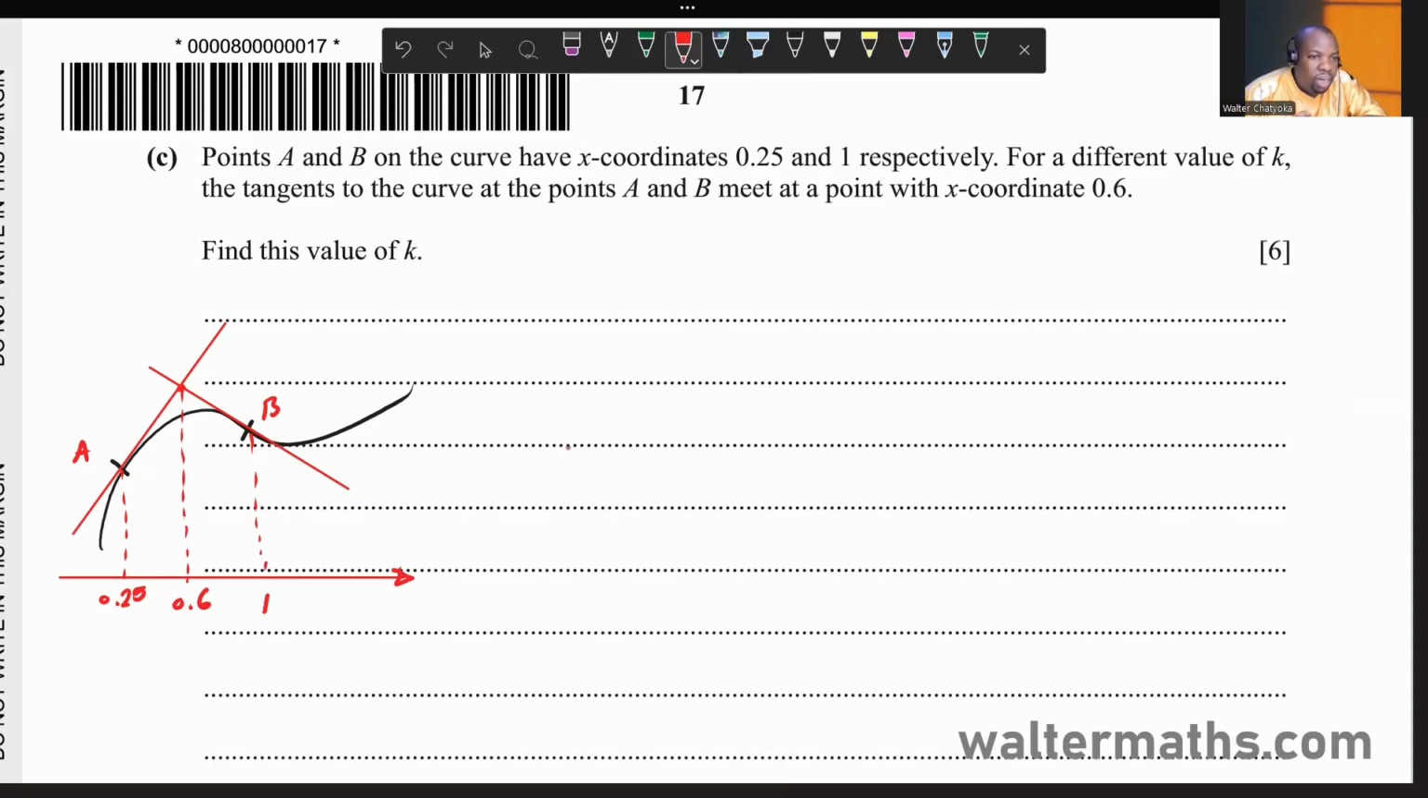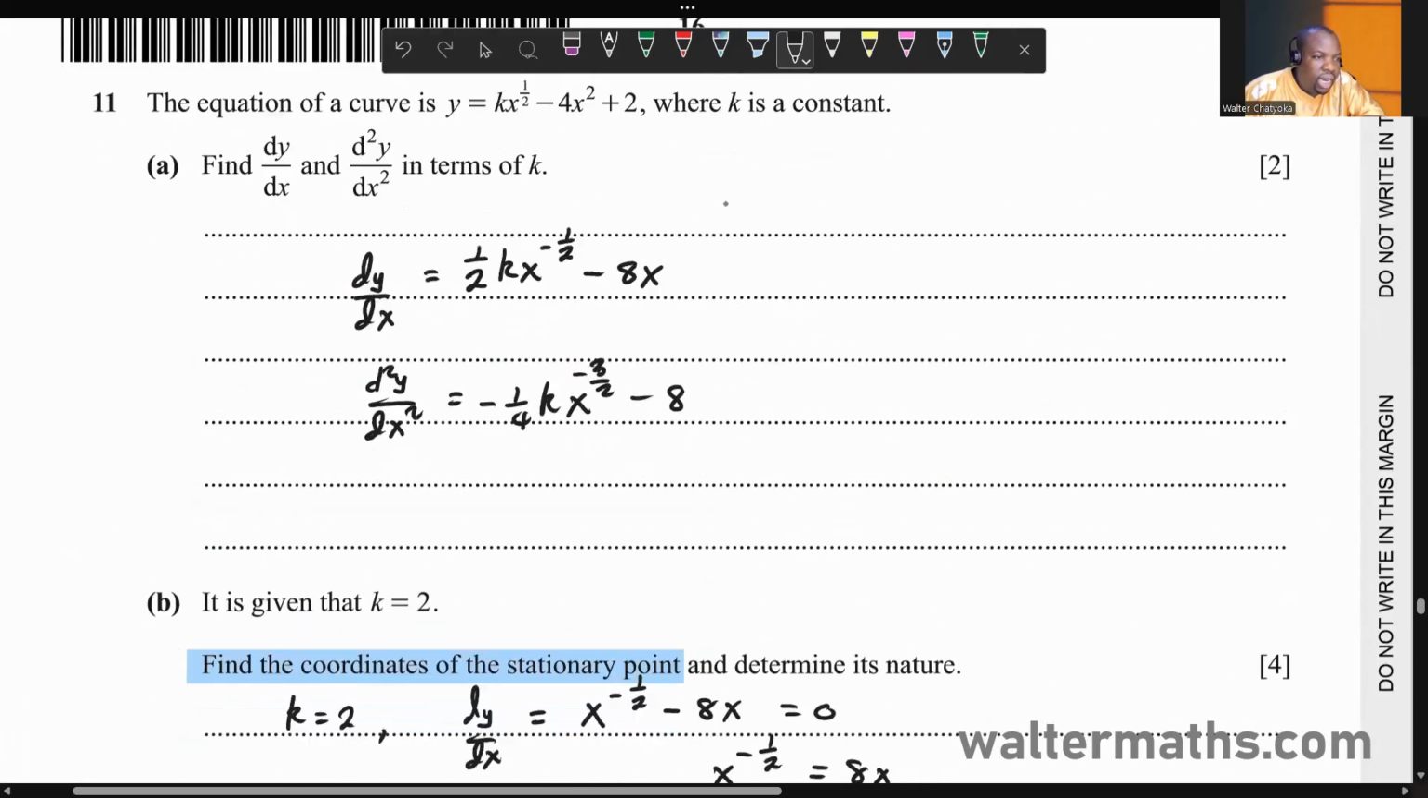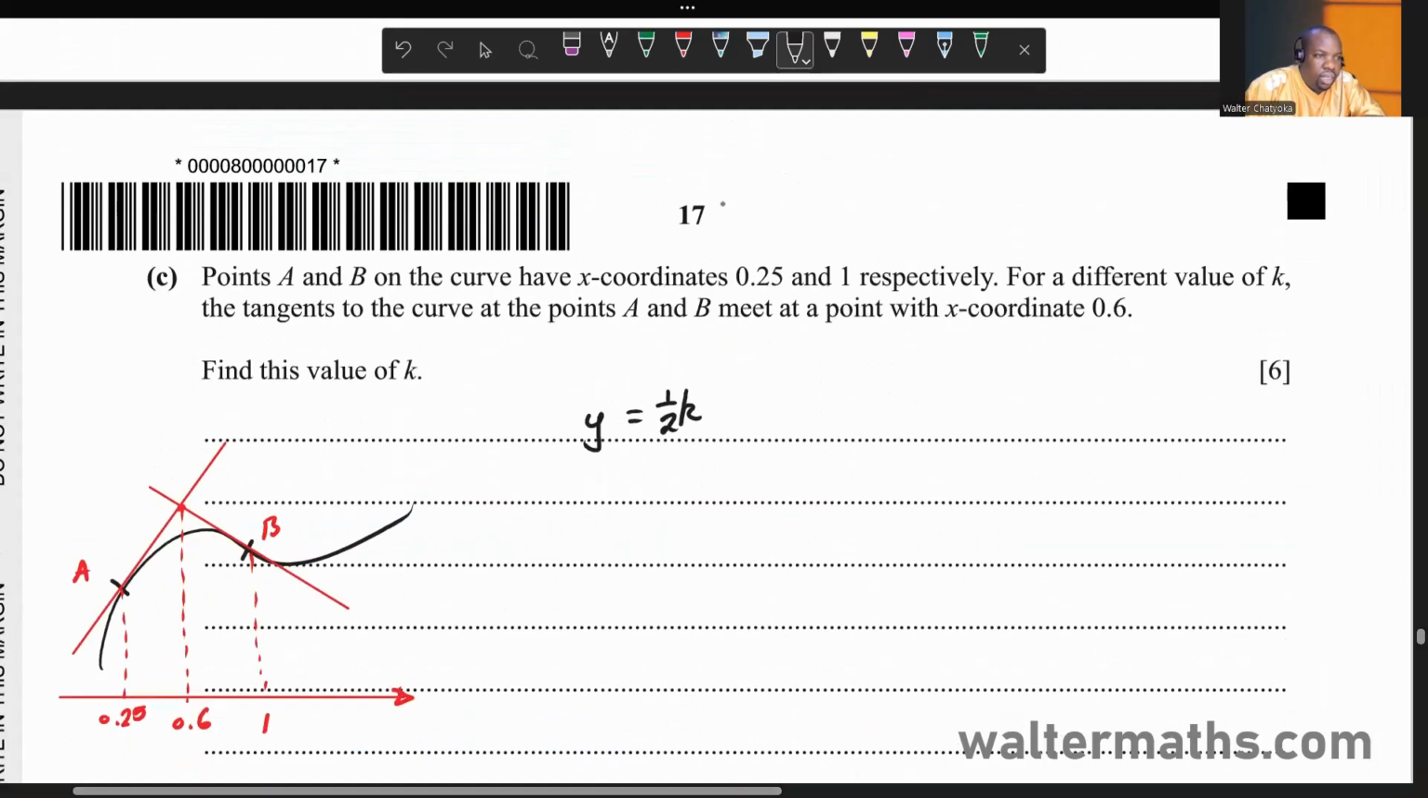Okay, so let's work on this. The curve has equation y is equal to, what did it say? Actually, it's kx to the power of a half, minus 4x squared plus 2.